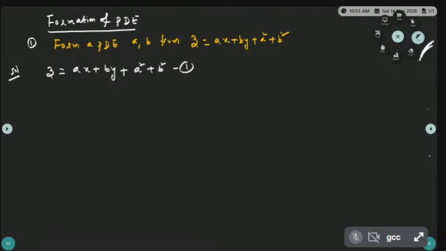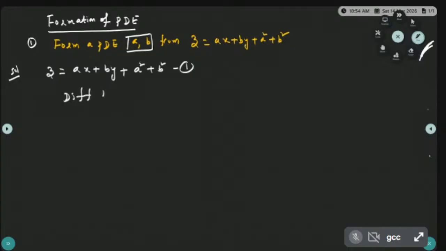So what is the relation? Z equal to ax plus by plus a square plus b square. What are the independent variables? X and y. What are the constants? It contains how many constants? Two constants. When it contains two constants, differentiate two times, because it contains two constants.